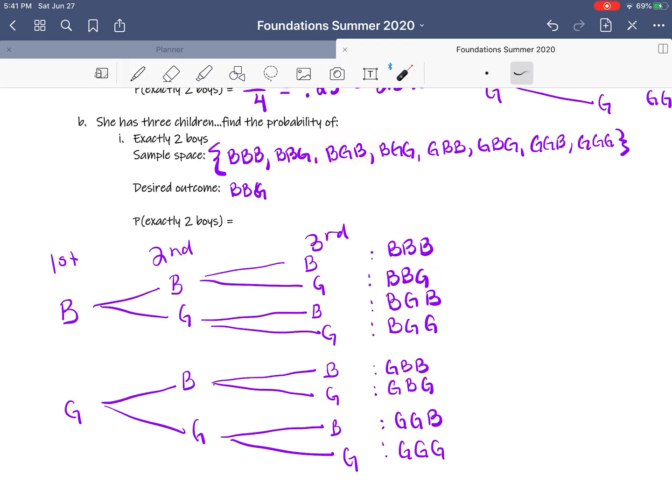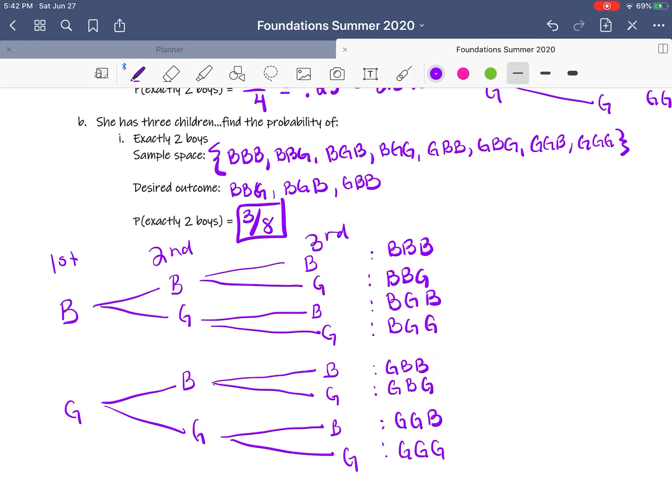Two boys there. No, 2 boys here. No, no, no. So 3 of them represented what she wants out of a total of 1, 2, 3, 4, 5, 6, 7, 8 possibilities. So there's a 3/8 chance that she would get exactly 2 boys if she had 3 children.